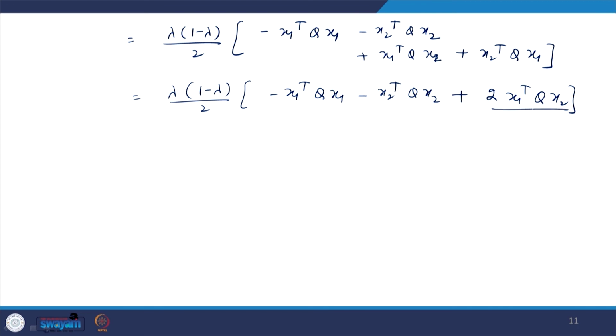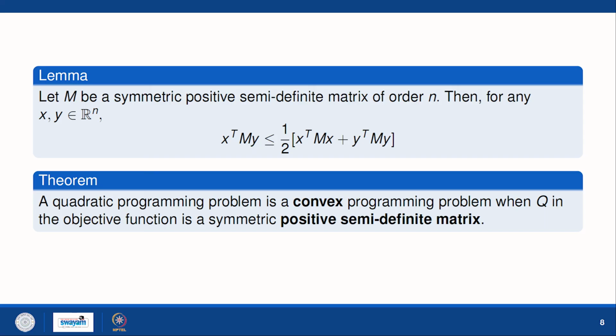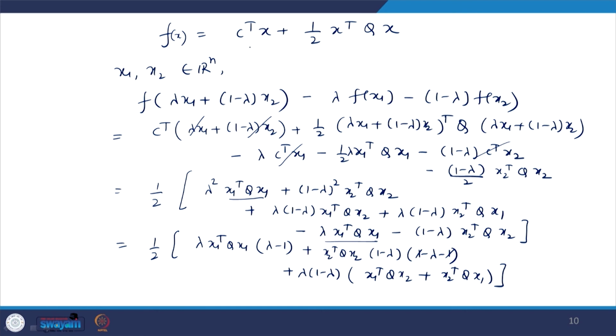So, this expression from that lemma will be less than or equal to lambda into 1 minus lambda by 2 times this whole quantity, which is less than or equal to 0. So, by this result, the whole quantity is less than or equal to 0. Hence we can say that this function is convex if Q is a symmetric positive semi definite matrix.